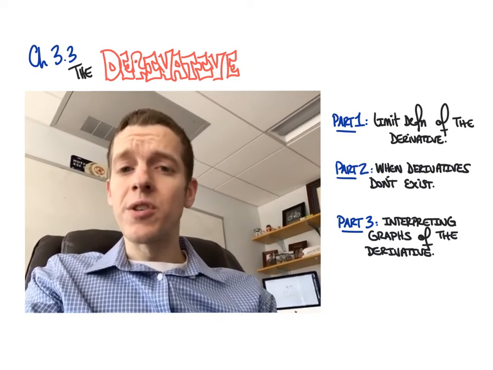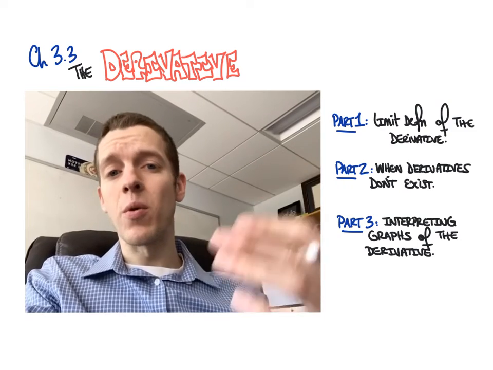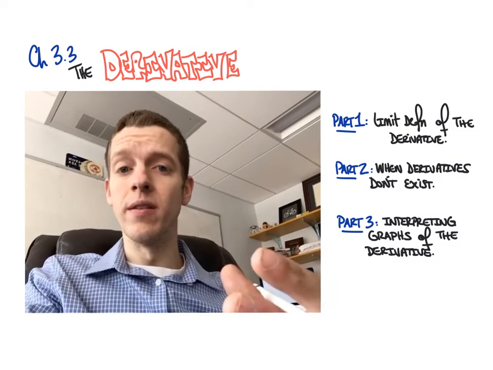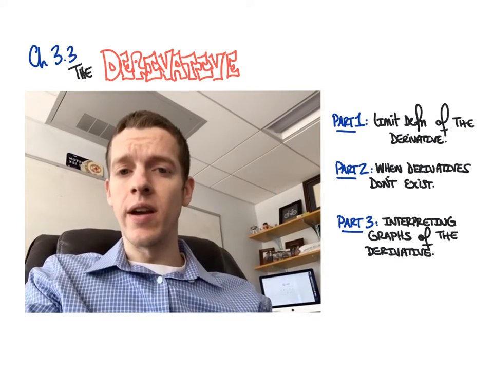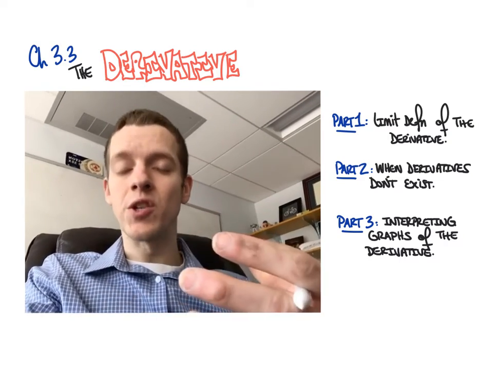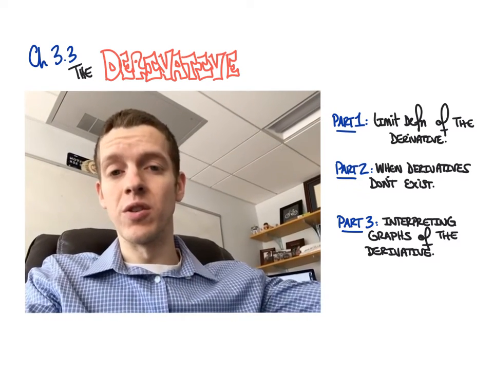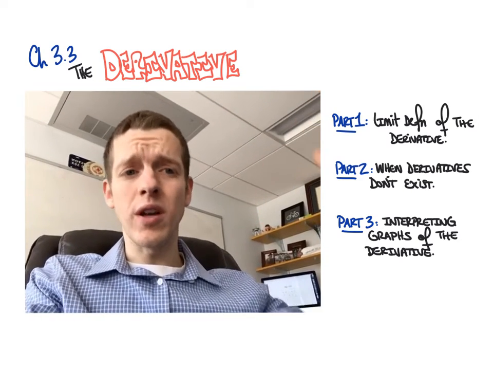So now that we have a good understanding of what instantaneous rate of change is, we can transition to the next important concept of calculus called the derivative. So given a function f of x, the derivative is another function that will give us information about the instantaneous rate of change at a given x value for that original function f of x.